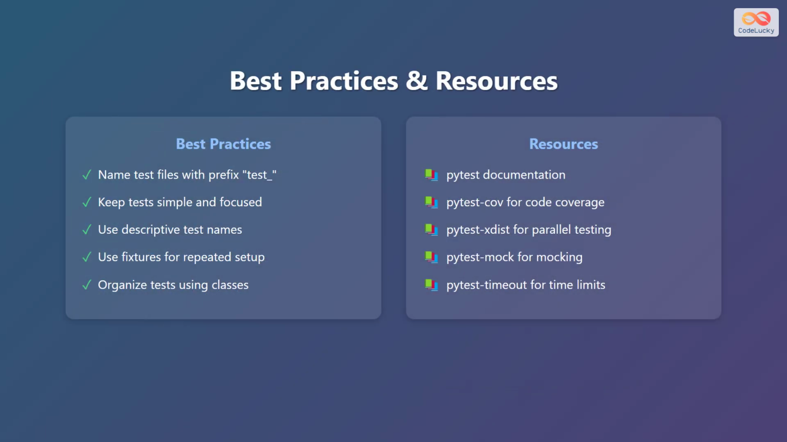Here are some best practices to follow when writing tests with pytest. Name test files with the prefix test_. Keep tests simple and focused. Use descriptive test names. Use fixtures for repeated setup. Organize tests using classes. Here are some helpful resources to further enhance your pytest skills. The pytest documentation, pytest-cov for code coverage, pytest-xdist for parallel testing, pytest-mock for mocking, and pytest-timeout for time limits.